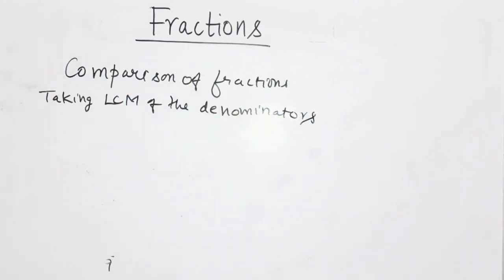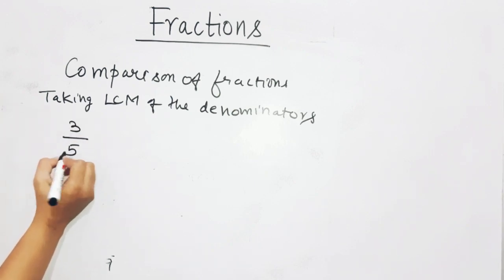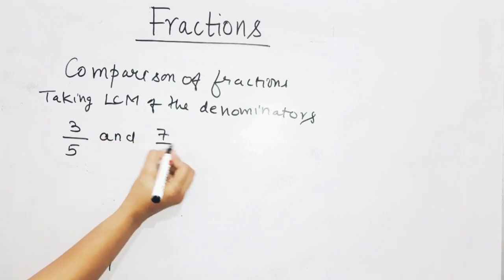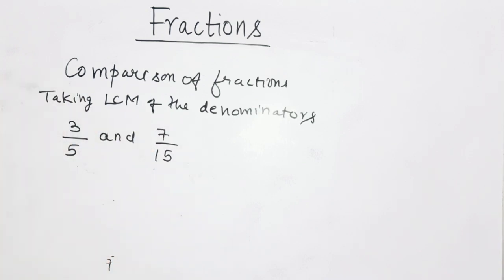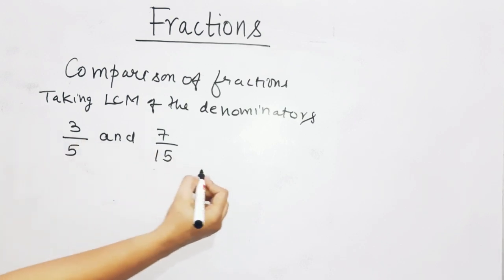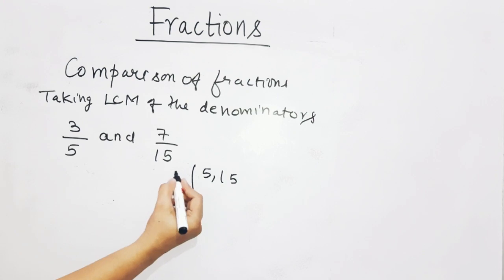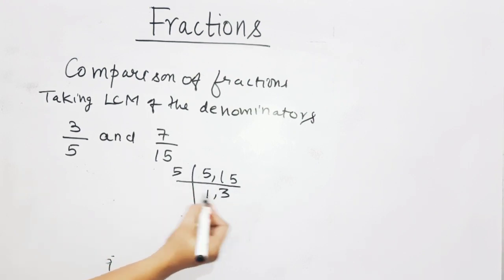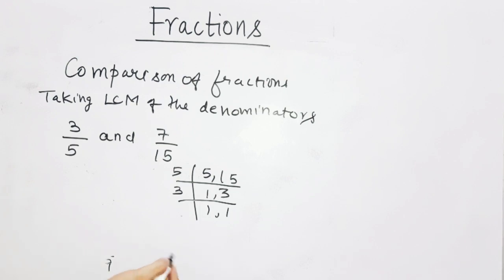So how we are going to proceed? I am taking one fraction, 3 upon 5 and 7 upon 15. We have to compare these two fractions. So as you all can see that both the numerators and the denominators are totally different. Now what we have to do? We have to take the LCM of the denominators. So the LCM of the denominators is 5 and 15 का आप LCM ले लीजिए. 5 ones are 5, 5 threes are 15, then 3 ones are 3. So what is the LCM of 5 and 15? The LCM of 5 and 15 is 15.